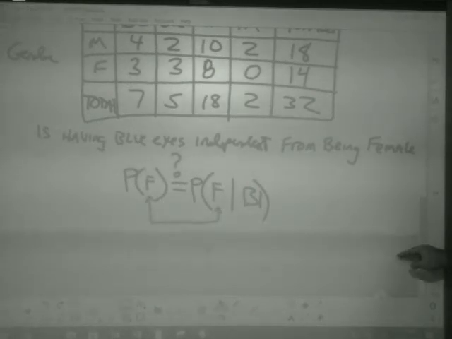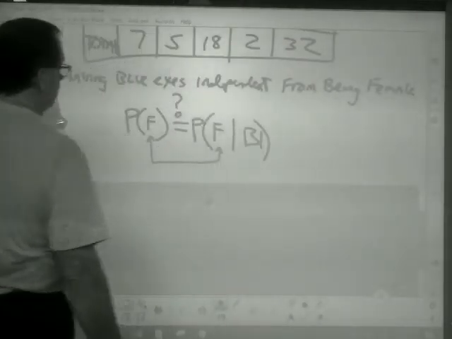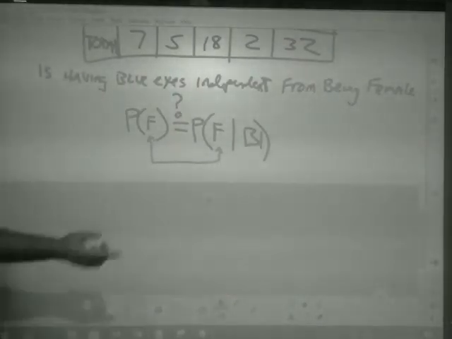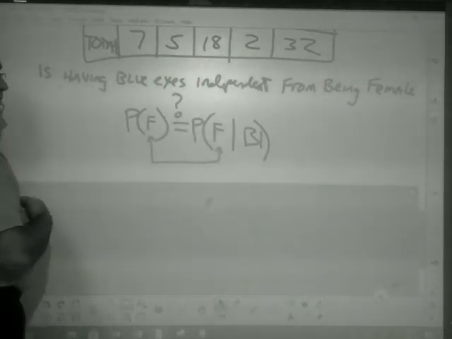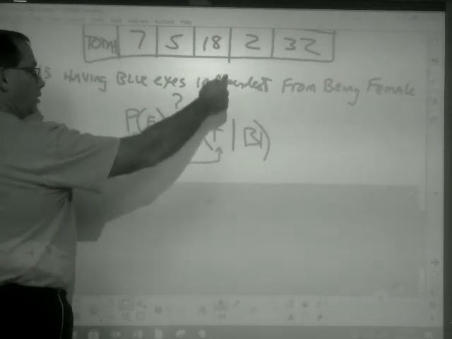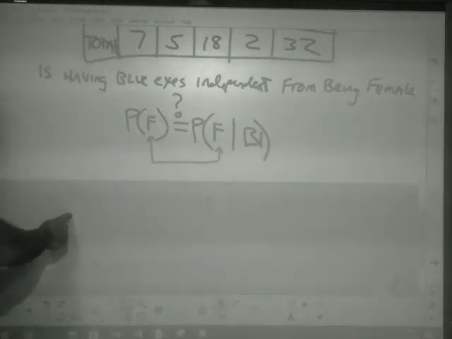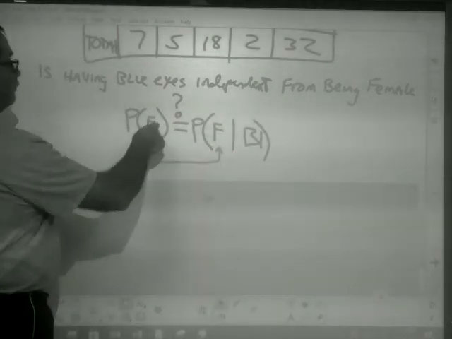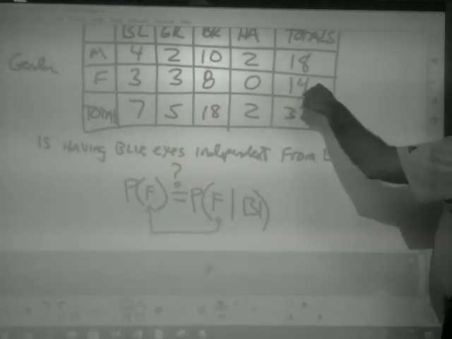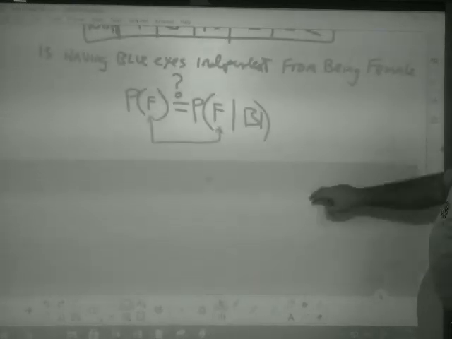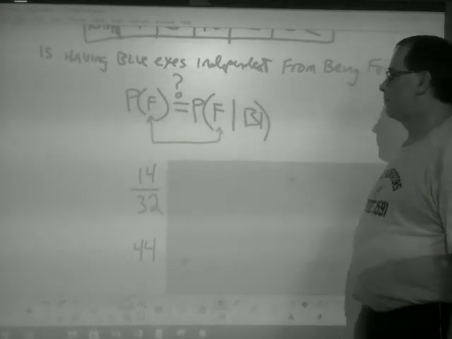So when I write my formula, notice I start out with, I pick either gender or an eye color. I pick female. Is the proportion of females the same as the proportion of females out of, or among, or given, they have blue eyes? All right? So notice these are the same. So females, well, how many females are here? I have 14 out of 32, which is 0.44 if I do the math there.